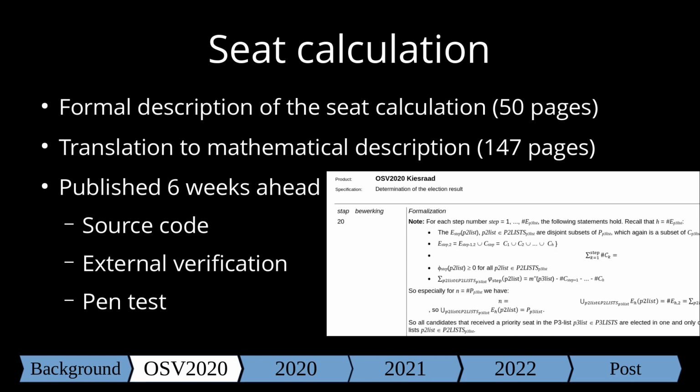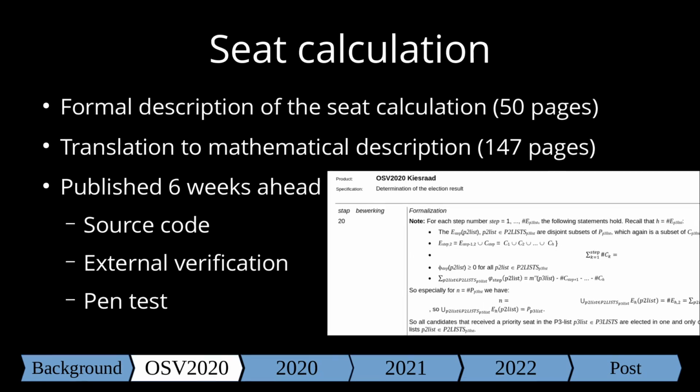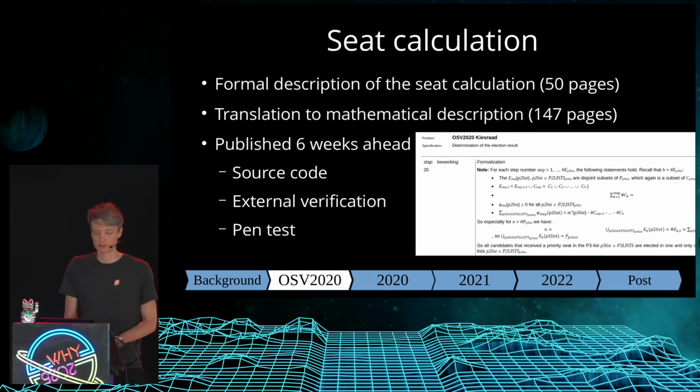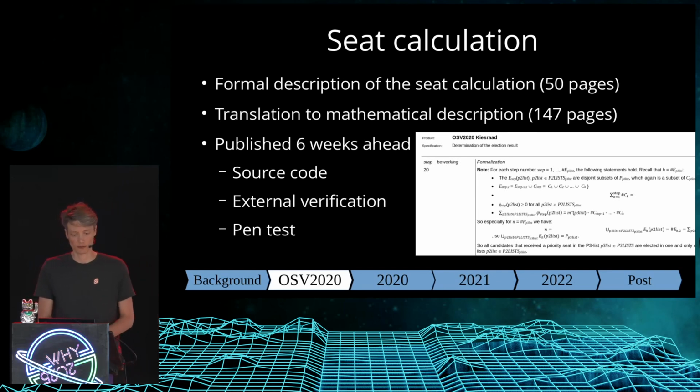Concerning the seat calculation, you might think, well, the highest average, how hard can it be? Well, we actually have a formal definition of the seat calculation, which is 50 pages. And then it's translated to a mathematical description, which is 174 pages. And 6 weeks before the elections are held, the source code has to be published. The election verification by an external entity has to be published. And this is not enforced, but is being done. There's a pen test done, and the results are also published. So that puts some stress on the process, but also the seat calculation isn't that easy. There are a lot of special cases that are handled.